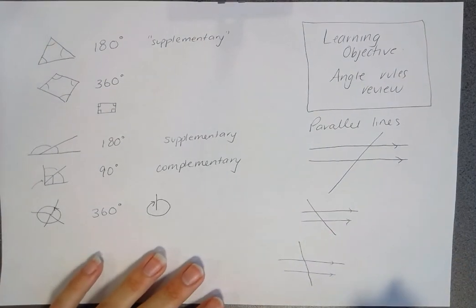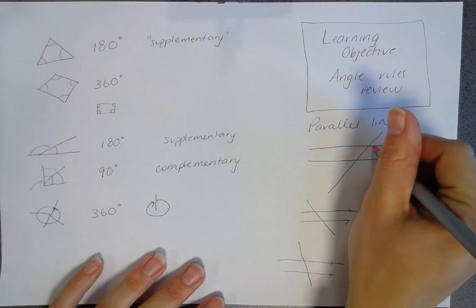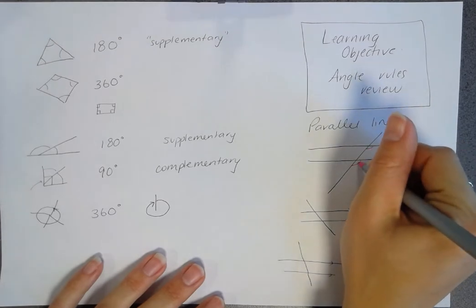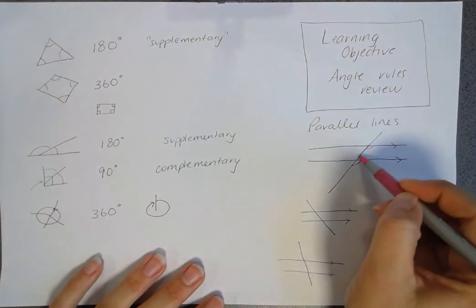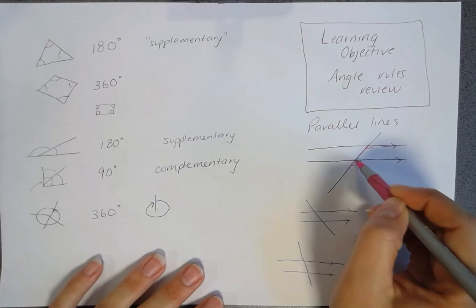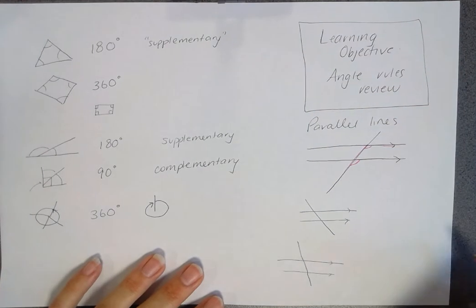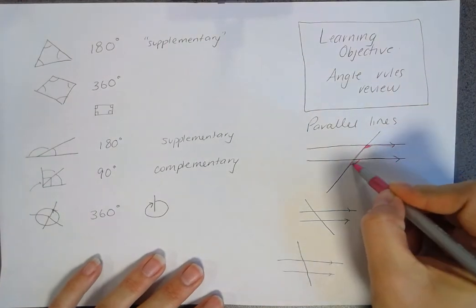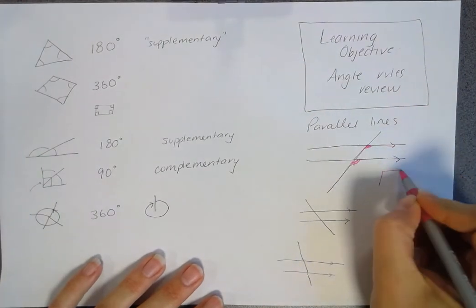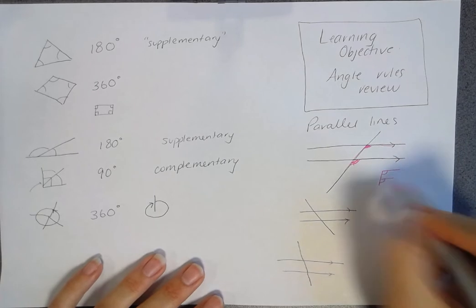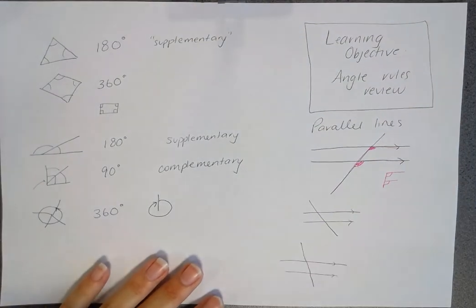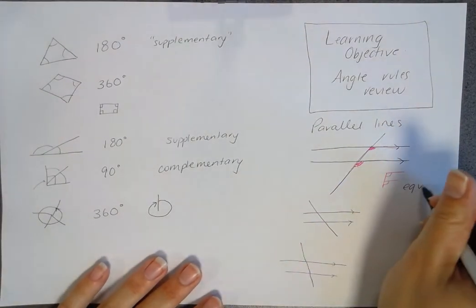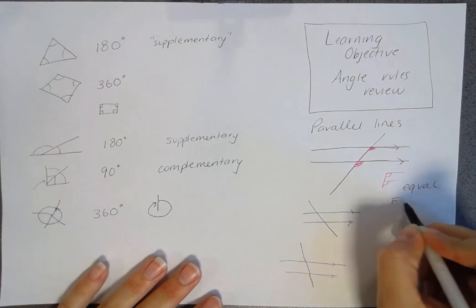Our very first rule here is called the F rule, and what it means is if you see this shape, the F shape, you can see me tracing that, this angle and this angle, so under the arms of the F, these are equal. So this is your F rule.